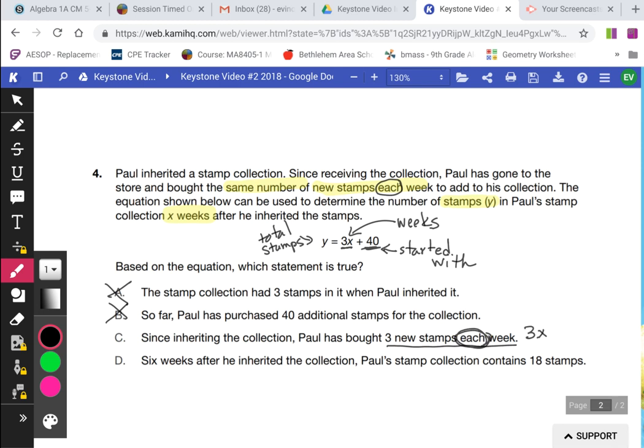6 weeks after he inherited the collection, Paul's stamp collection contains 18 stamps. Well, 6 weeks means that x equals 6. So if I substitute that into my equation, I get 3 times 6, which indeed is 18. But what about that 40 that he started with? So that's missing. So D does not make sense. C is the correct answer for that one.